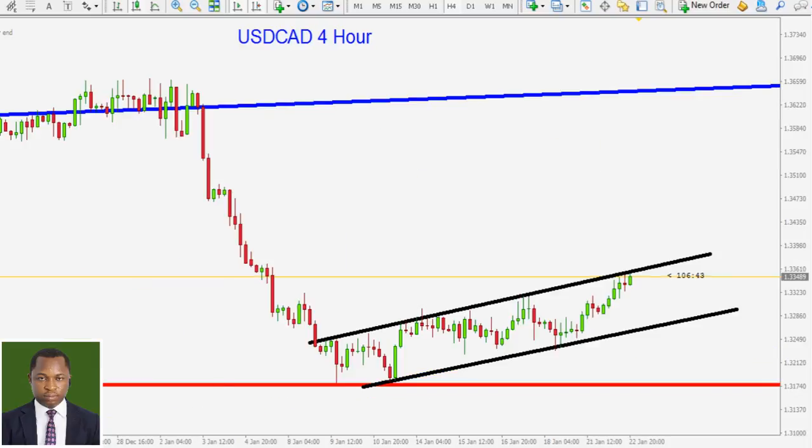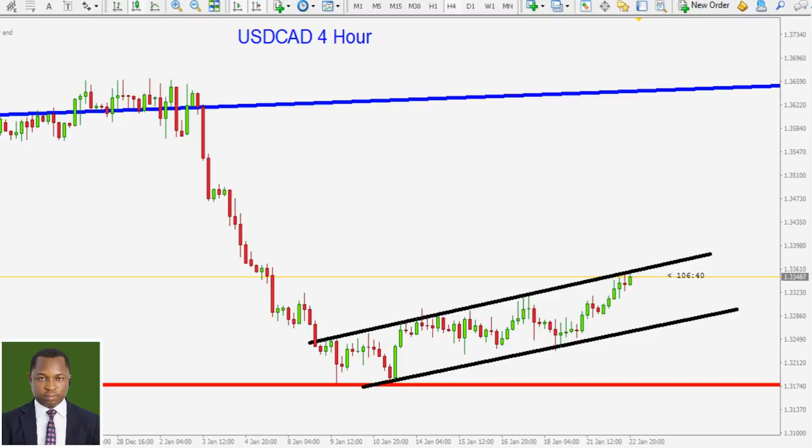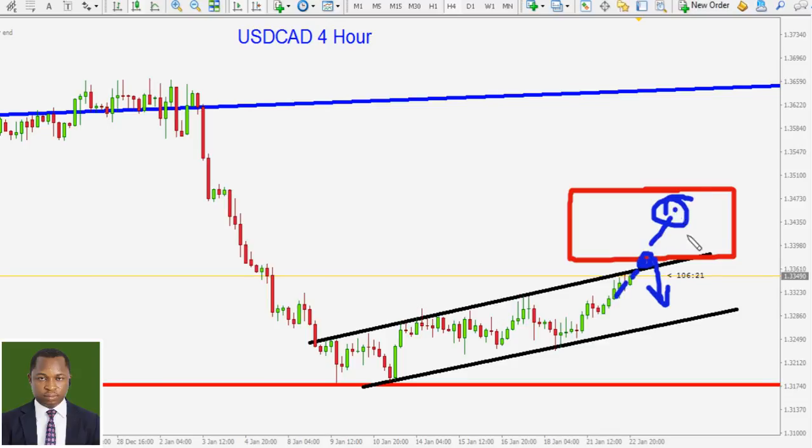And finally, the American dollar against the Canadian dollar. Well, this pair has been on a sideways bias in the hourly time frame for some time now. It has been within that channel. It is trading around the upper boundary of the channel as resistance. For this pair, I am still very optimistic that price will go down. So anywhere within that box, anywhere within that area, we should expect price to come back down.